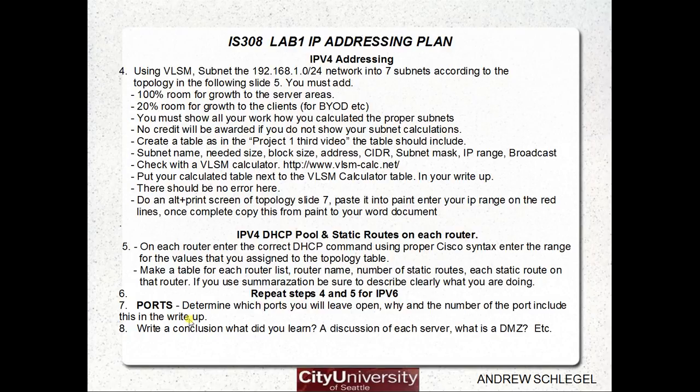Okay, IPv6. So what you're going to do is, after you get to here, you just repeat steps 4 and 5 for IPv6. So you go through all this. You're not going to really get a VLSM calculator, but watch the IPv6 video I showed you, and I really give you the subnetted IPv6 addresses in there that you can use. So just use those. Then the same thing here, do an IPv6 DHCP pool and static routes on each router.